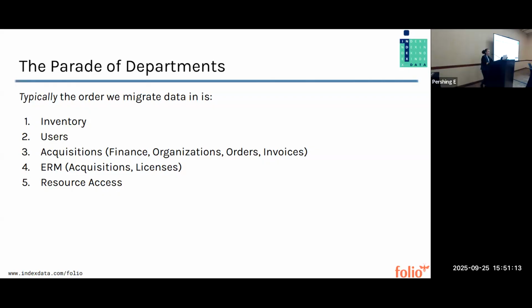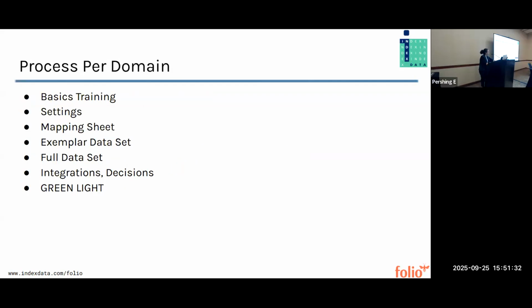That's right. We do it in this order because there are dependencies in the data in Folio, right? So almost everything depends on inventory, and things like resource access depend on users. So this is the order in which we do things to make sure that the data that's required for later stages is available in the system when we need it. So the process for each of those domains is we start with a basics training. Then we set up all of the settings.